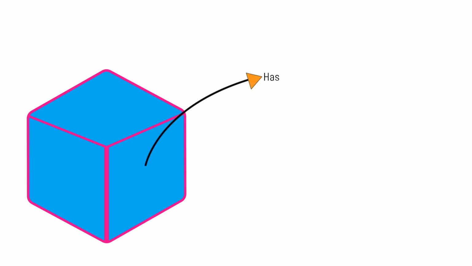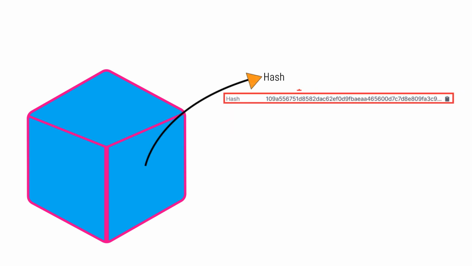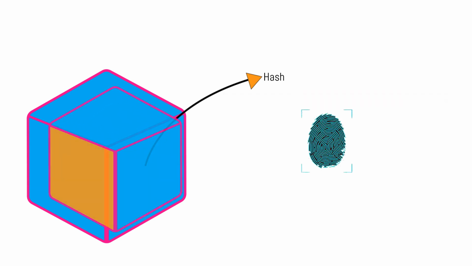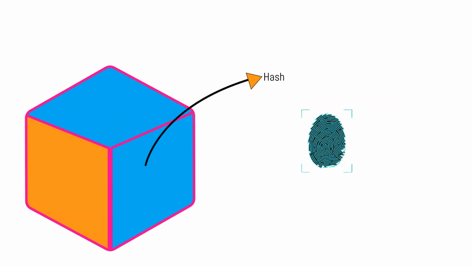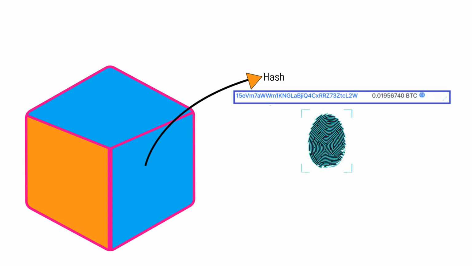A block also has a hash. You can compare the hash to a fingerprint. It identifies a block and all its contents and is always unique, like a fingerprint. When a block is created, its hash is calculated. Changing something inside a block causes the hash to change. In other words, a hash is very useful when you want to detect changes to blocks. When the fingerprint of a block is changed, it is no longer the same block.